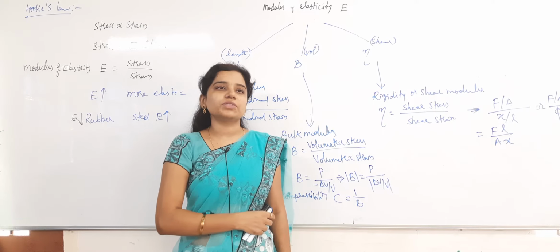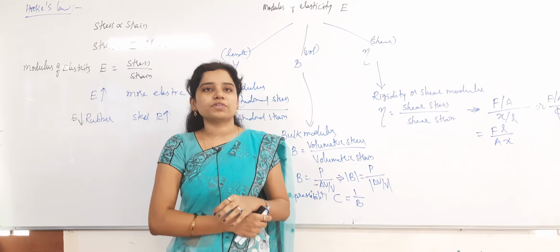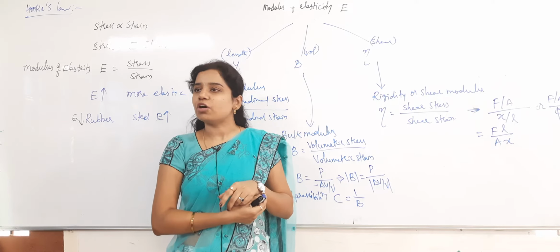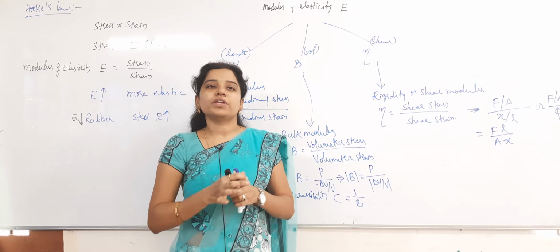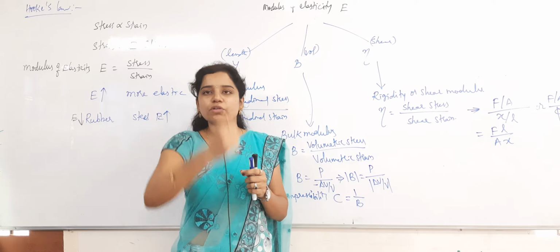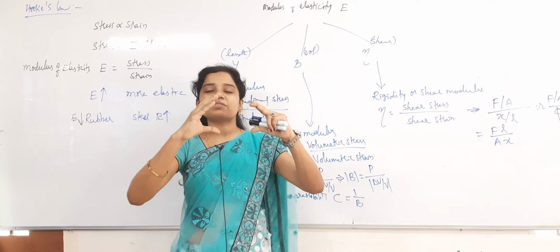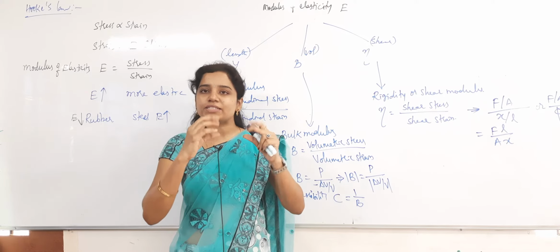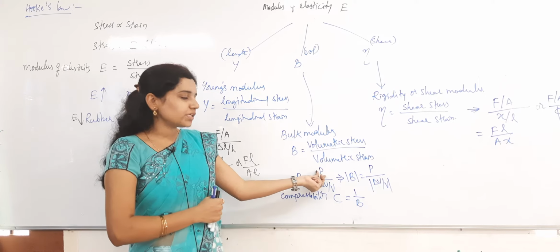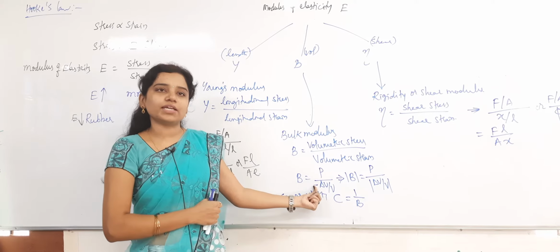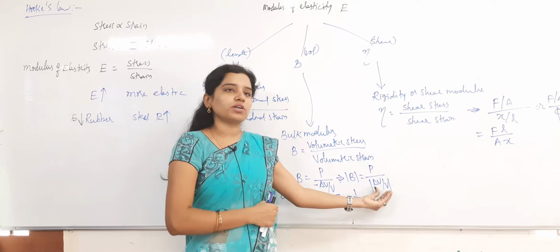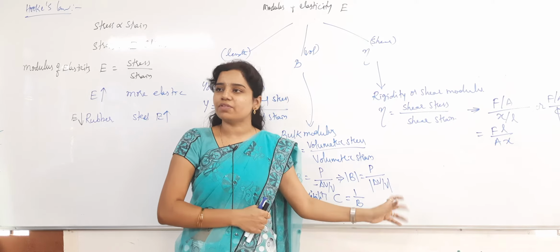Also, in the heat chapter we get Charles's and Boyle's laws, which say that pressure is inversely proportional to volume. Whenever we increase the pressure, the volume decreases. When you push the piston from outside with more force, the gas gets compressed, so the volume decreases. If pressure is taken as positive, then the volume change is negative: minus delta V by V. In normal cases we can take the modulus. So always B is P divided by delta V by V.